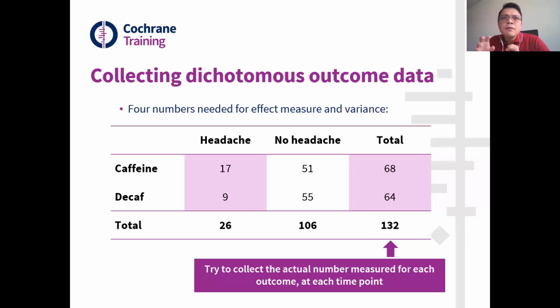But if data is missing, it's important for us to be aware of that and to decide if it's reasonable to use, for example, the sample size at baseline or a different sample size as the denominator in our analysis. And what's important is to be clear with our decisions and to get statistical advice if needed.